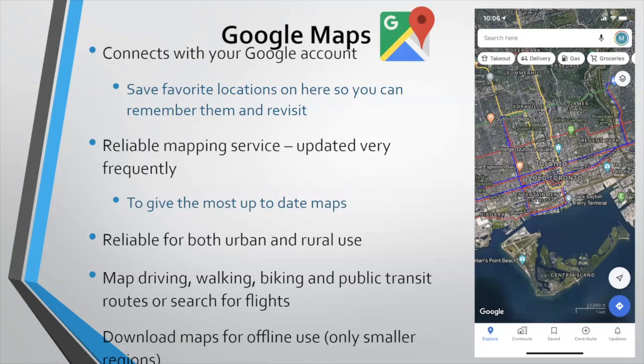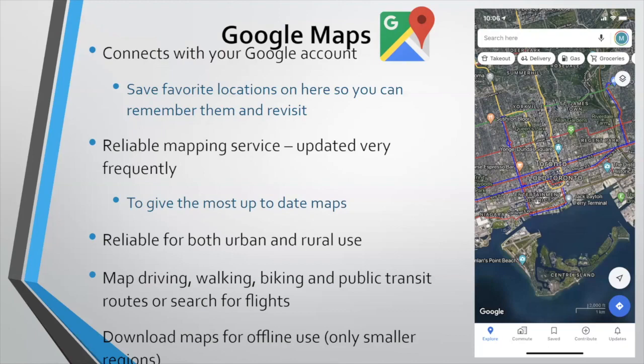It has a very reliable mapping service. It's updated very, very frequently. Out of probably all the maps that we've looked at here, it has probably the most up-to-date maps. It is reliable for urban and for rural use. It's also good for driving, walking, biking, and public transit. So it's a little more multi-purpose in that respect. And you can even search for flights using Google Maps. So that's something to keep in mind as well.